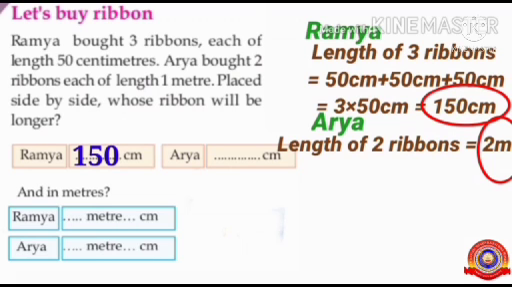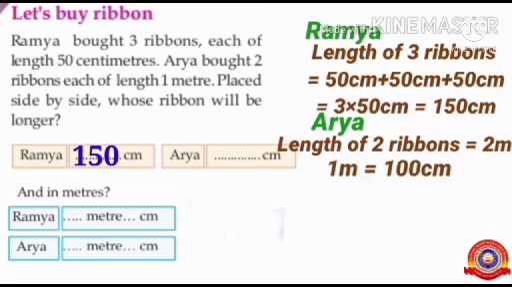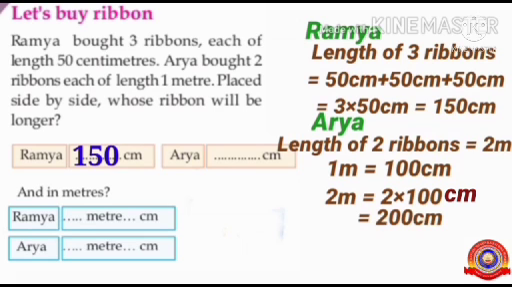Comparison between two quantities is possible only if both of them are in the same unit. So, to compare the length of 2 ribbons, we have to convert 2 meters into centimeters. You know that 1 meter equals 100 centimeters. To convert meters into centimeters, we have to multiply the given meters with 100. That is 2 meters equals 2 into 100 centimeters, which is equal to 200 centimeters. So, the length of the ribbon bought by Arya is 200 centimeters.